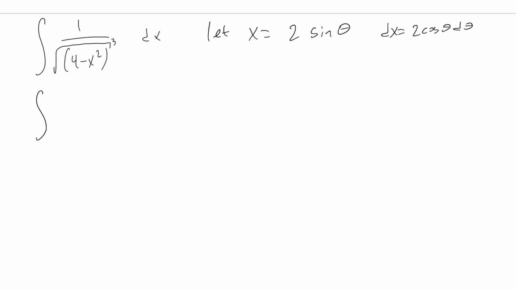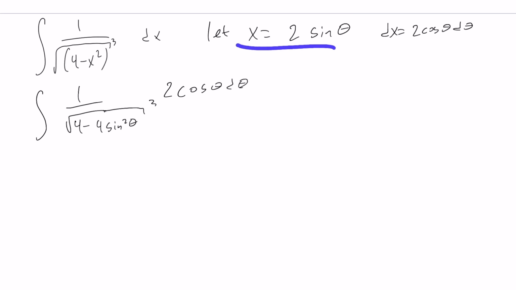This becomes an integral of 1 over the square root of 4 minus x squared. So that's 4 minus 2 times sine theta squared. That's going to give me 4 minus 4 sine squared theta, quantity cubed, times 2 cosine theta d theta. So I'm just plugging in my x equals 2 sine theta here, and I'm plugging in 2 cosine theta d theta for dx.